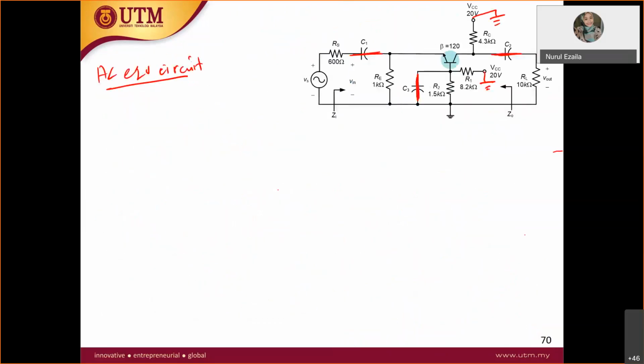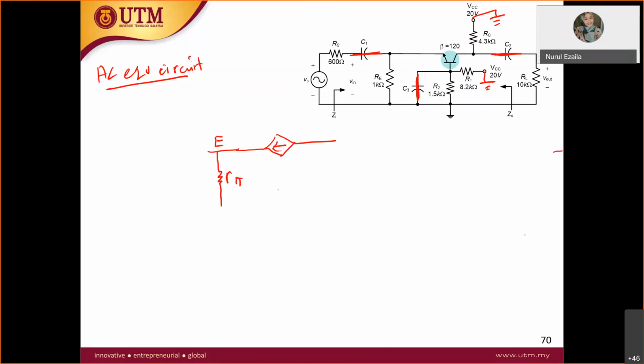So let's draw the AC equivalent circuit over here. Okay, so this is your r pi, and this is your emitter. Across this you have your gm v pi. So gm v pi is the same as the current IC.